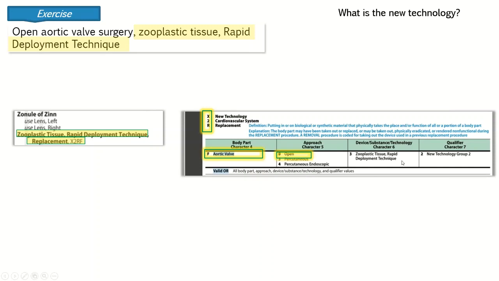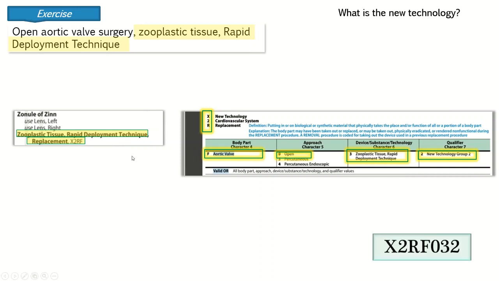We only have one option for sixth character, device, substance, or technology, and that's zooplastic. And we only have one option for qualifier 7, new technology group 2. All right, coders, if you said the answer was X2RF032, outstanding, outstanding.